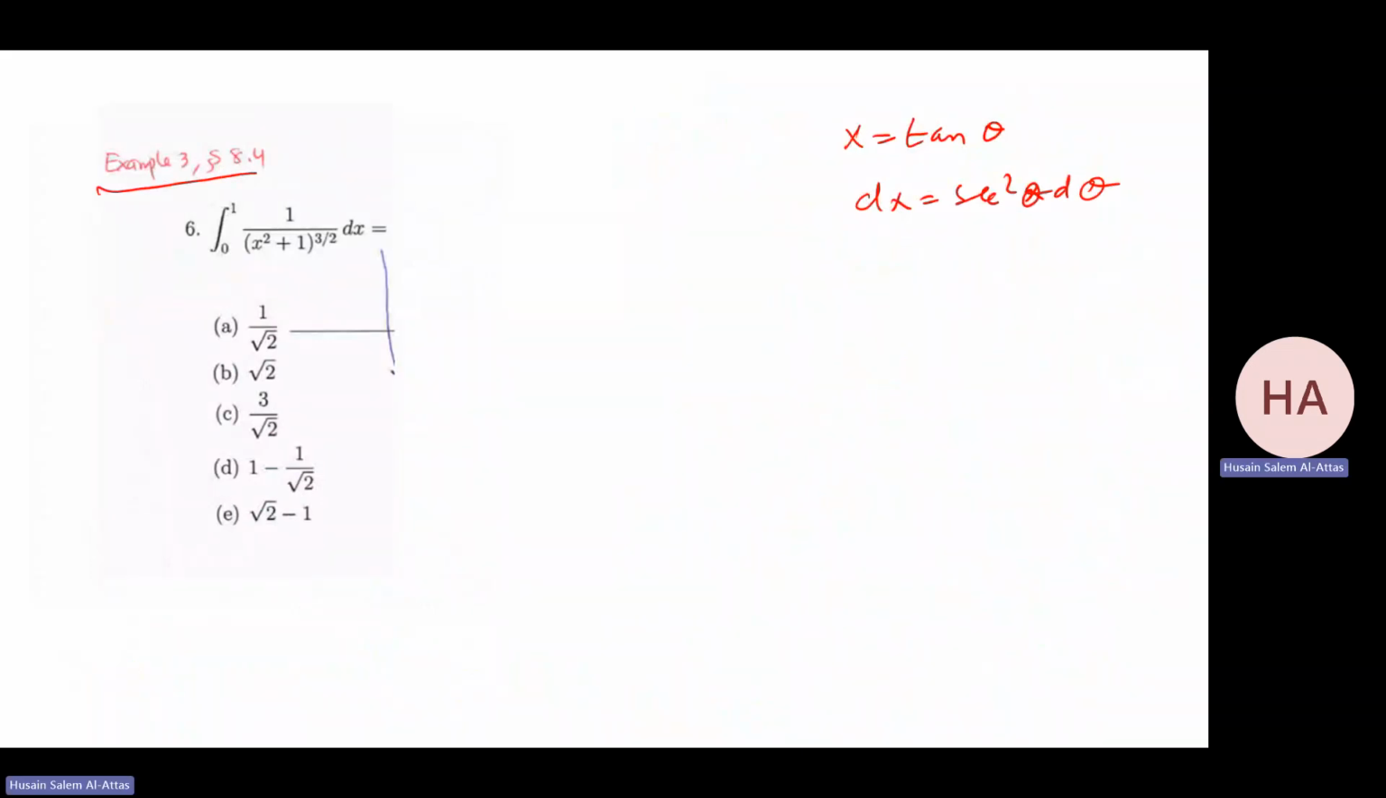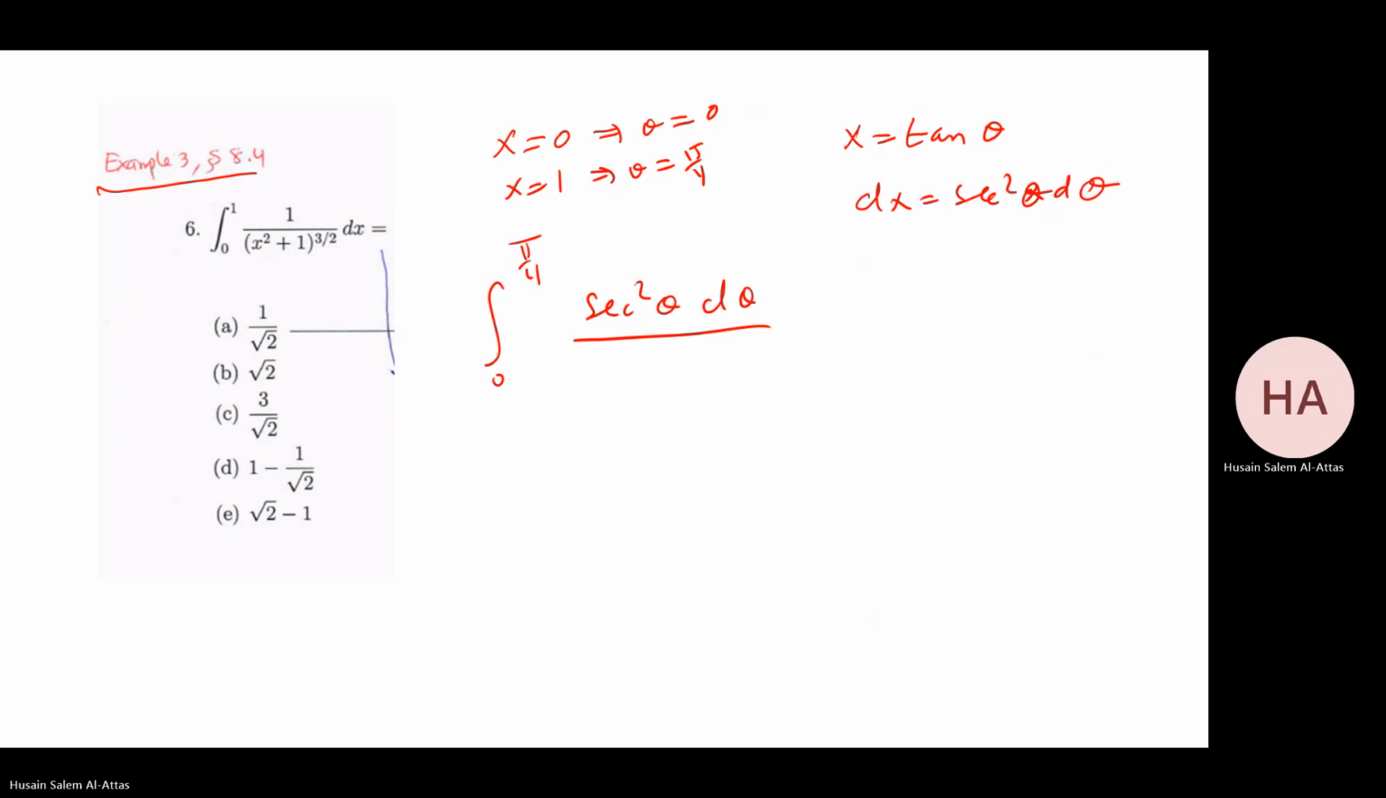Now, if x equals 0, then I have theta equals 0. If x equals 1, then I have theta equals pi over 4. So I have 0 to pi over 4 of what? dx, which is secant square theta d theta, over 1 plus tan square, that is secant square, to the power 3 over 2, that will be secant cubed. So the answer is only cosine theta d theta.